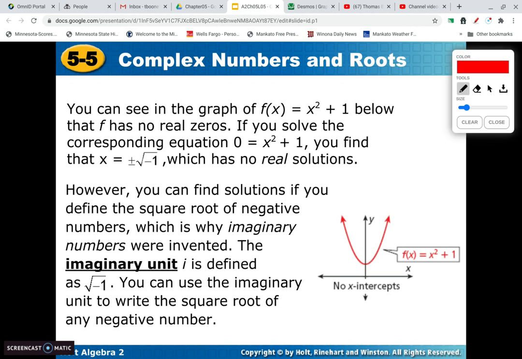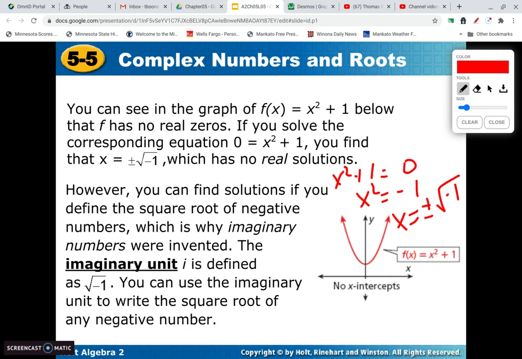If we set that equal to 0, x squared plus 1 equals 0, we'd get the x squared by itself, which would be negative 1. And so x would be plus or minus the square root of negative 1. And the dilemma that we have here is that you can't take the square root of a negative number. It doesn't exist. It's not a real number.